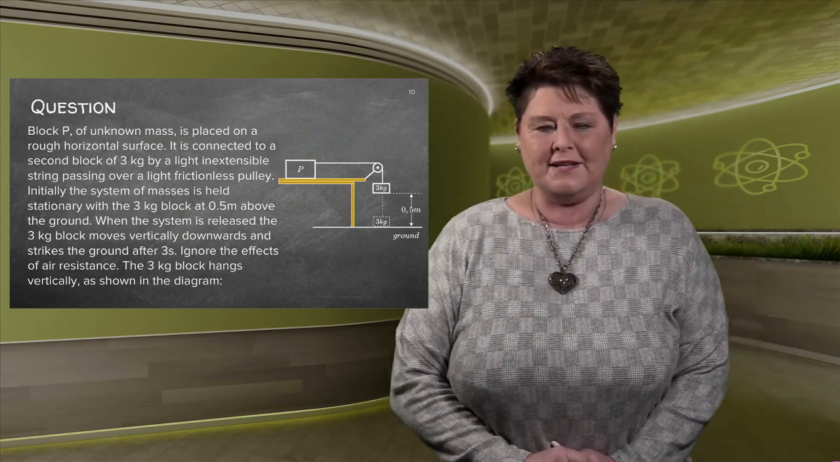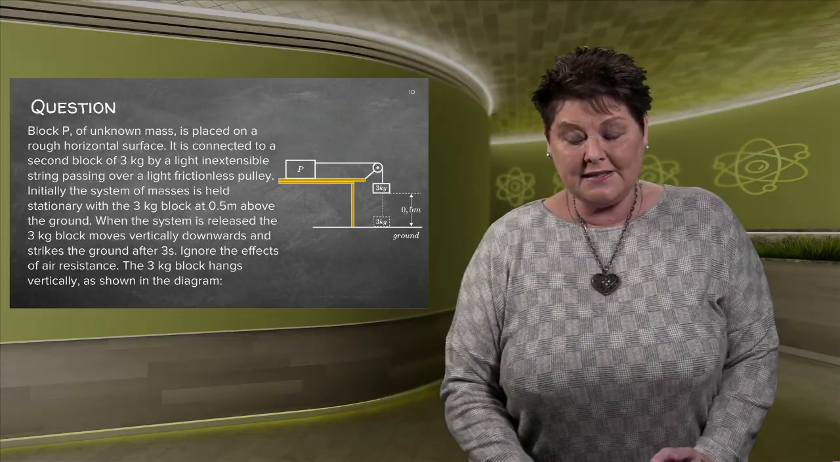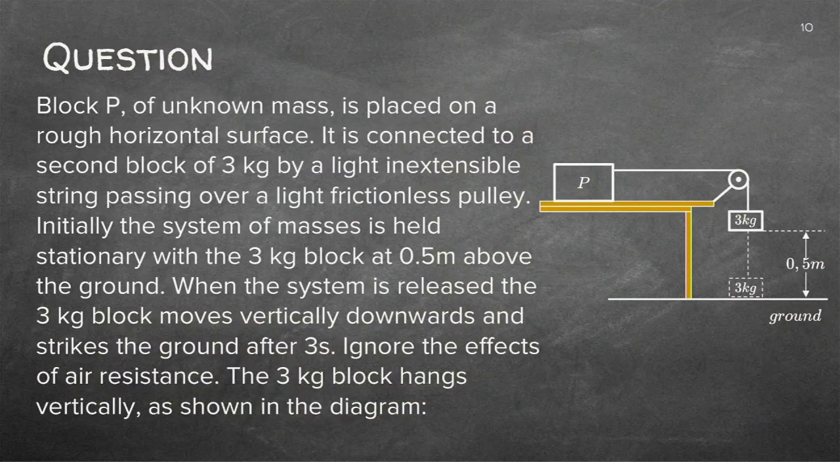A more complex calculation, basically the same, but now they give me an object that's moving this side and they are giving me a distance. Block P, unknown mass. I've got no idea what the mass is. It's placed on a rough surface, so again you know there's friction. It's connected to a second block 3 by a light inextensible string passing over. So I've got T there and I've got T there. And they tell me it is hanging at 0.5 meter from the ground. Do you see they indicated that to me?